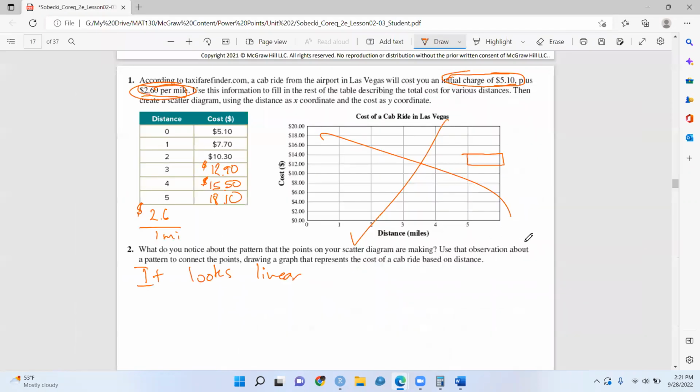Okay, so it looks linear. How do we know that? We're adding a constant. And that constant is the rate of change, which is 260. That's important. That happens all the time. It's called the slope. Surprise.